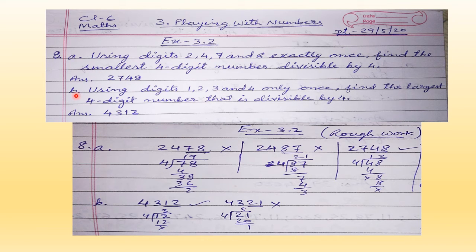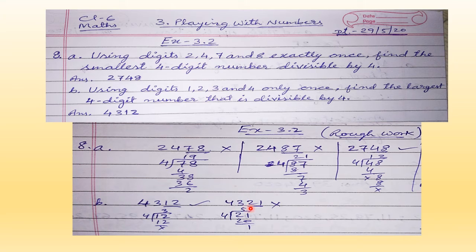Next question you have is question B of question number 8. Using digits 1, 2, 3 and 4, these 4 digits, we have to use them only once. Find the largest 4 digit number that is divisible by 4. Now, the largest one has been asked. So we will first form the largest number possible by using these digits. The largest number which can be formed using these digits is 4321.